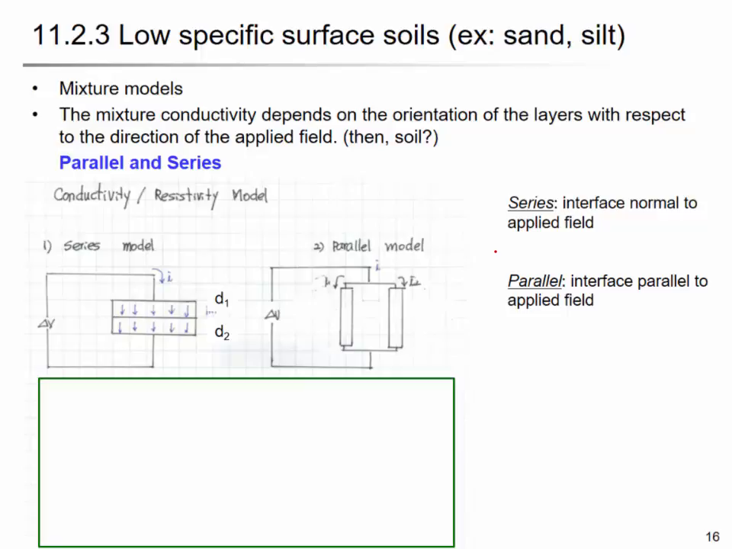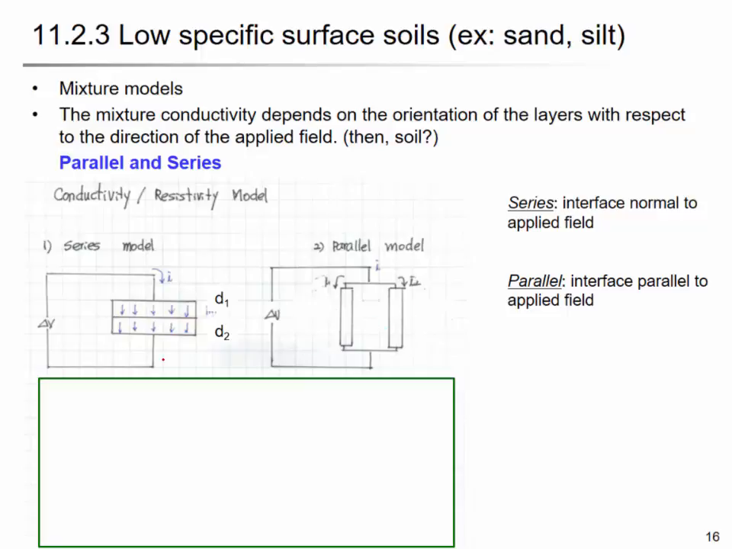So in the mixture model, let's start with the low specific surface soil. So for example, it's the sand or the silt. So the particle itself is not conductive. So the mixture conductivity depends on the orientation of the layers with respect to the direction of the applied field. And here you have a series model and a parallel model.